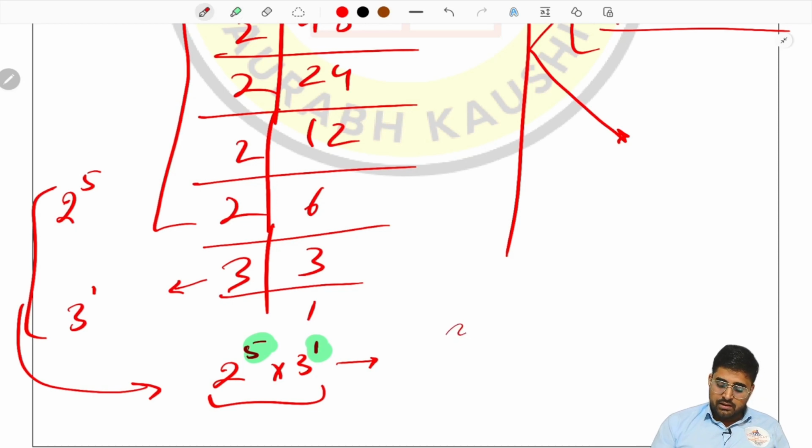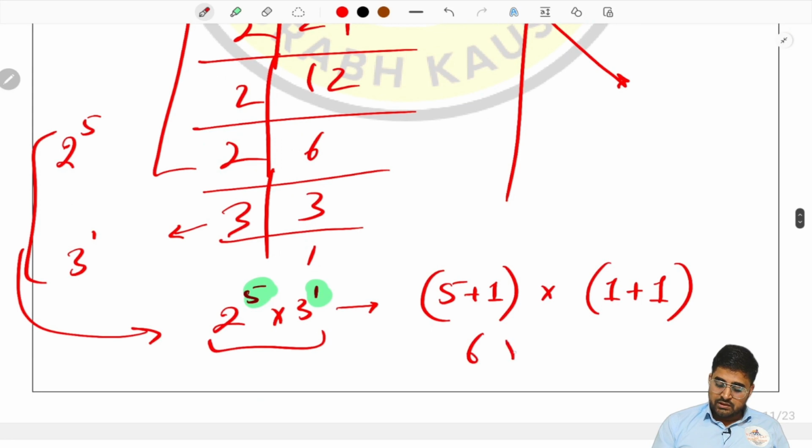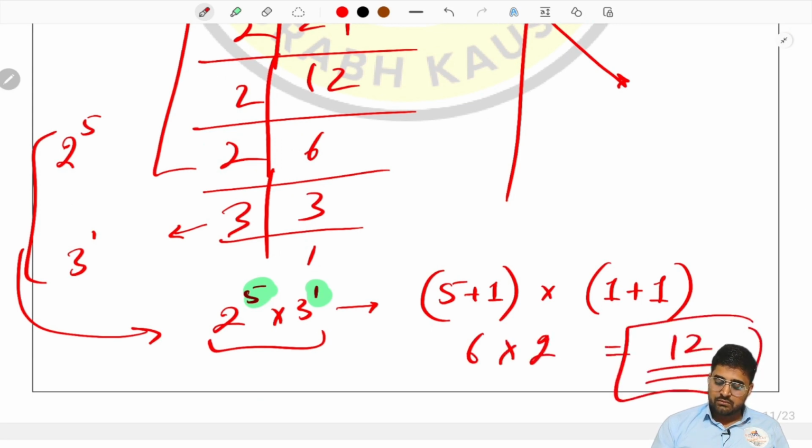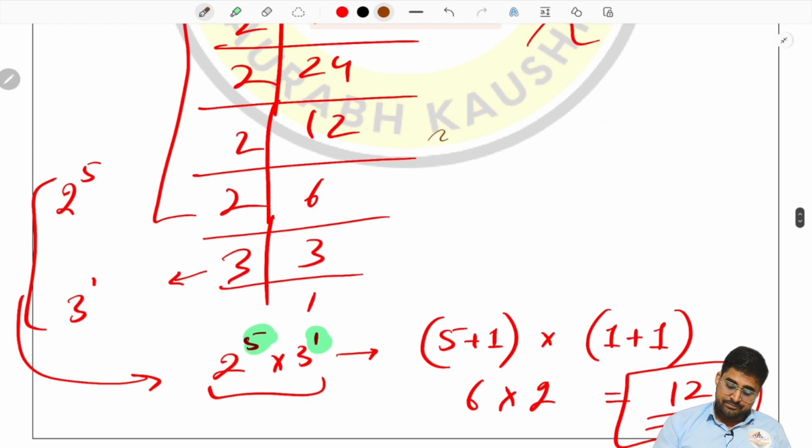Always take the power and add 1 to it. For example, there is 5, then 5 plus 1, multiplied by, here it is 1, so 1 plus 1. So it becomes 6 into 2. So how many possibilities are there? 12. Matter is closed. I will write it here also for your future reference.